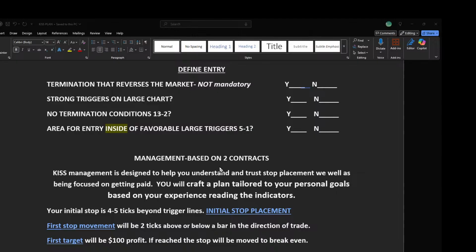And you're going to commit to that plan. And the KISS plan is designed to make that a little easier on you as a brand new user. The same way you're taking checklist entries: this is what it takes to get me in. This is what I'm looking for.